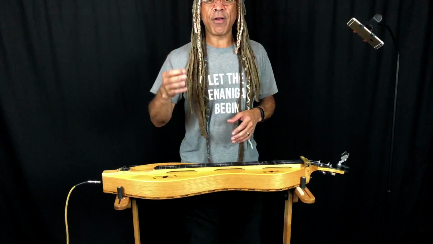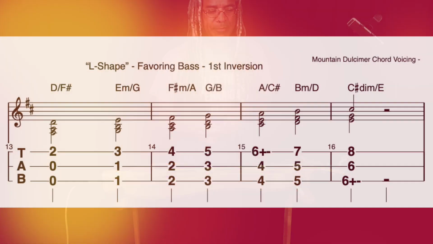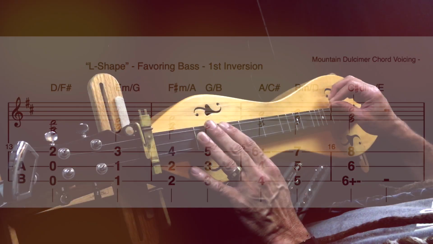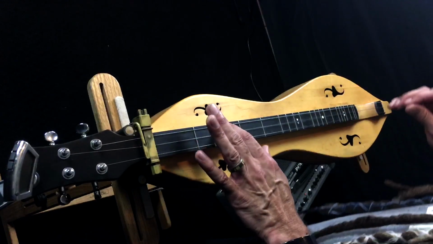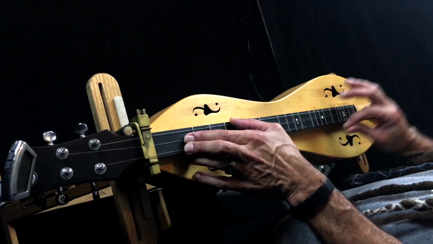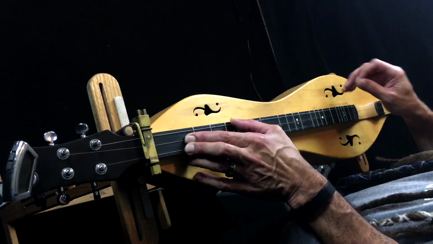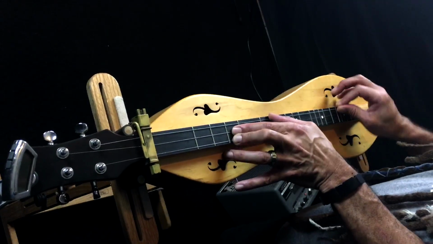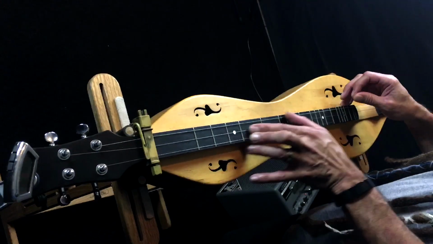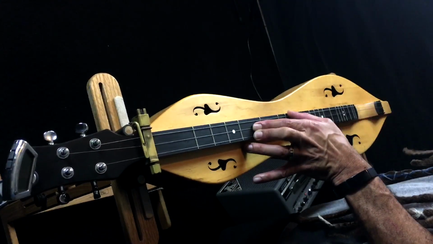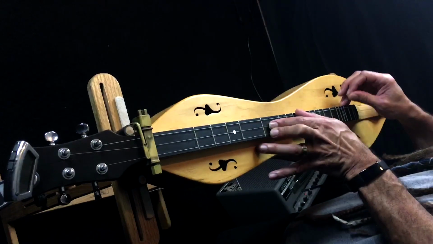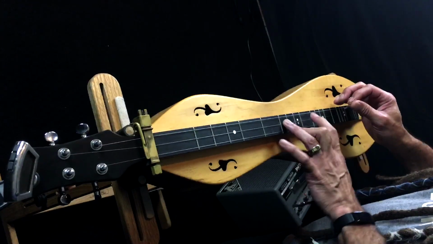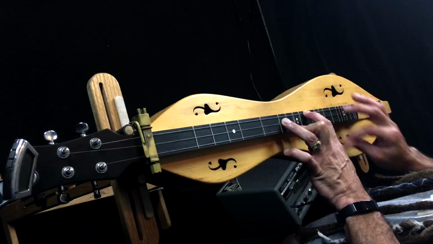So let's go ahead and take a look at the first example on page 2. This is the L shape favoring the bass, and we'll start off with D major 2-0-0, E minor 3-1-1, F sharp minor 4-2-2, G major 5-3-3, A major 6.5-4-4, B minor 7-5-5, and this one's tricky. C sharp diminished is 8-6-6.5.